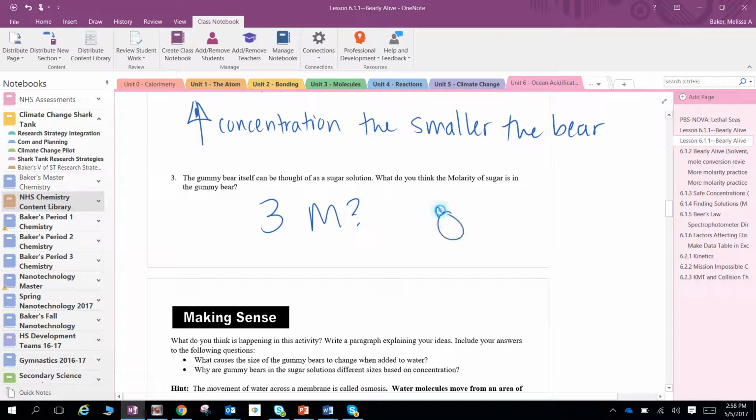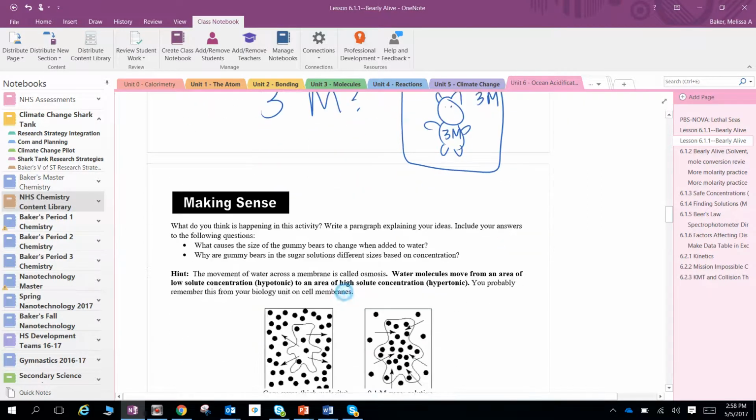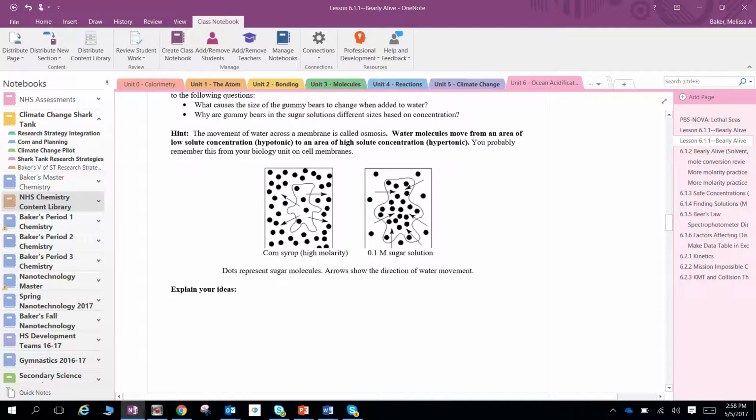So here's my little gummy bear. Draw just a quick picture. If he's in a big solution and the concentration of sugar outside is the same as the gummy bear itself, then the gummy bear will not grow or shrink. But that moves us into our making sense question.